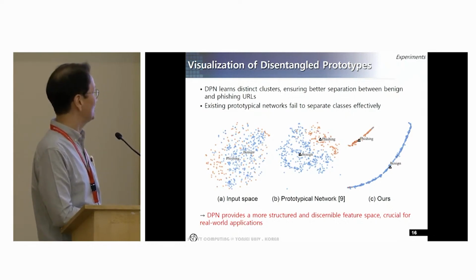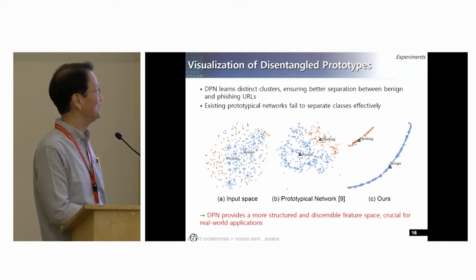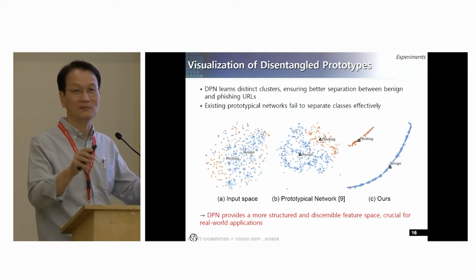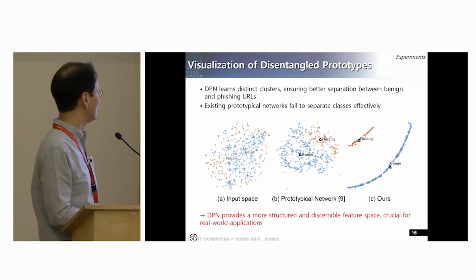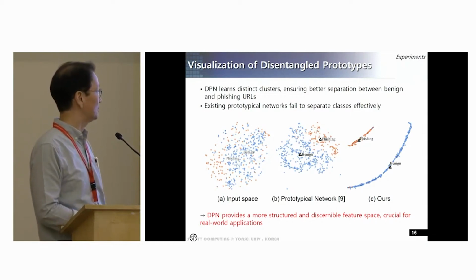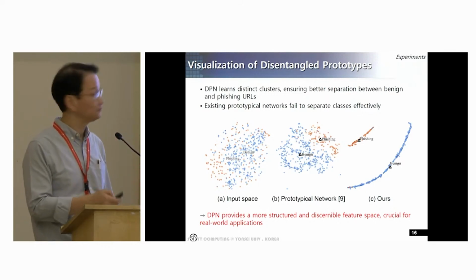However, after using the prototypical network, the same class data gathered together a little bit. However, by using our disentangled prototypical network, it's quite beautiful, right? Benign and phishing are sorted into separate areas. It was quite promising. So the bottom line is that the proposed method provides a more structured and discernible feature space that is quite crucial for real-world applications.